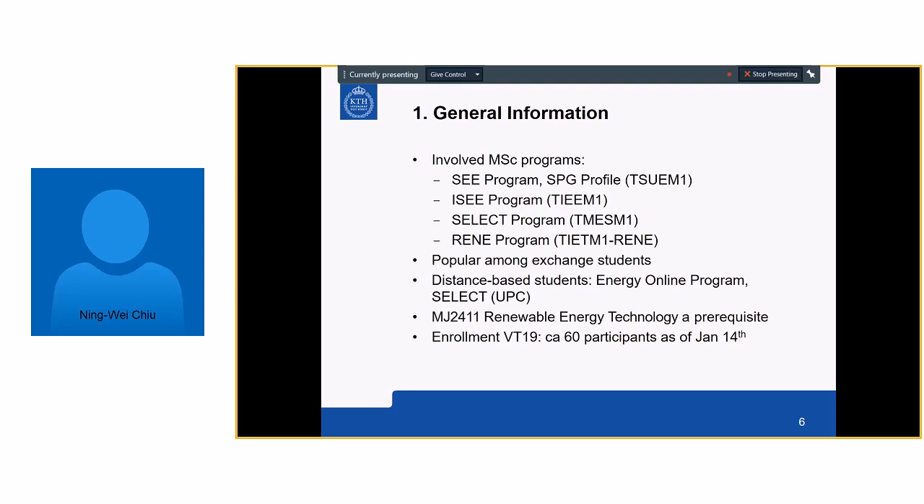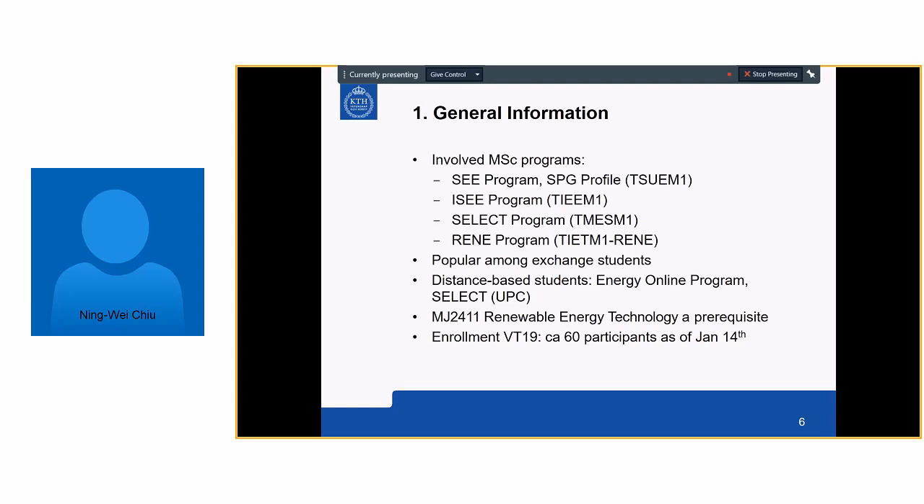And to follow the course, for the KTH-based students, the renewable energy technology basic course is a prerequisite. For the exchange students, it's not a prerequisite. From what I counted, we're roughly 60 participants as of yesterday when I checked. But of course, some haven't clicked on registration. So once you have all clicked on register to the course, then I will see the exact number.